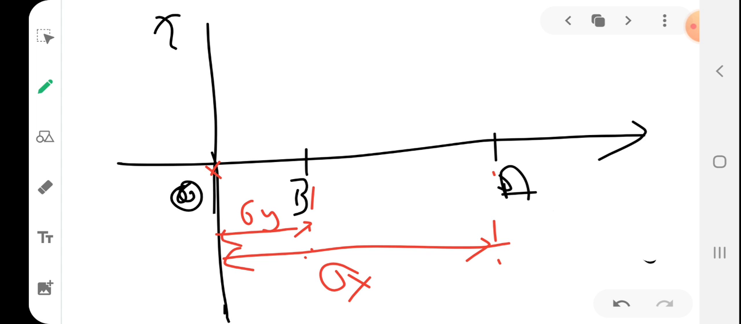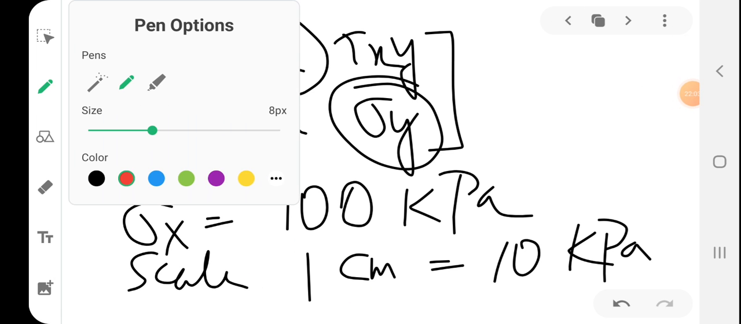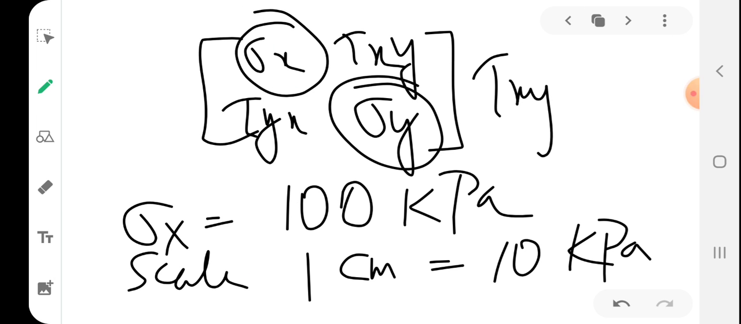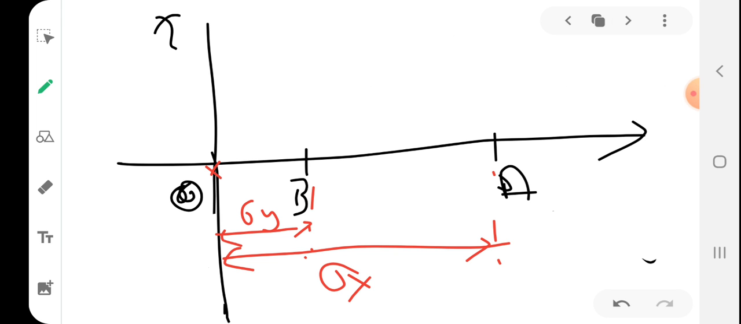And suppose you have got some value for tau xy, 50 kilopascal or something. So you have to mark tau xy here. Tau xy is in the y direction, right? So you just mark tau xy with some point here, one in the upward direction, one in the downward. One is positive, one is negative. Both will be the same magnitude.